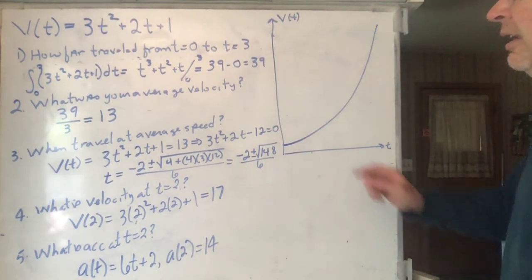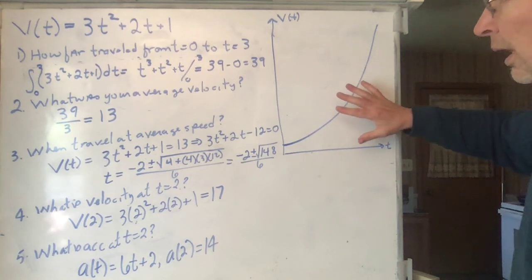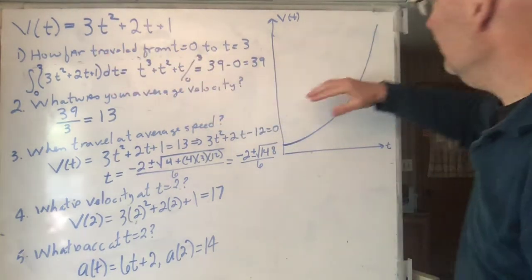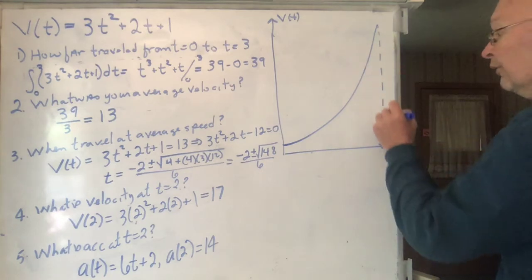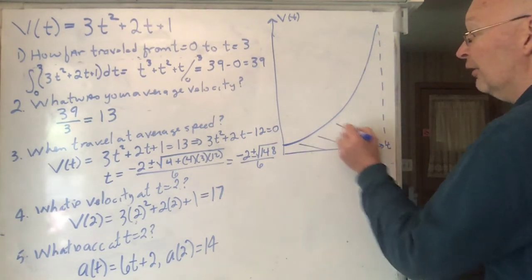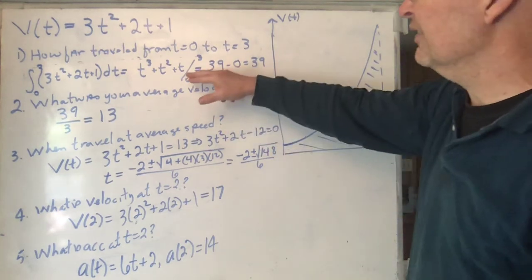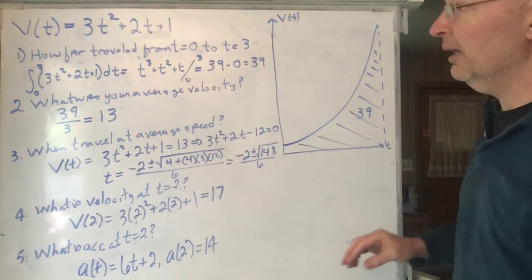Okay, so again, let's see what this all amounts to with regard to this graph. How far did you travel? This is the graph of the velocity, so what we were doing was finding the area underneath this graph. The area underneath this graph gave us how far we traveled. That area was 39.